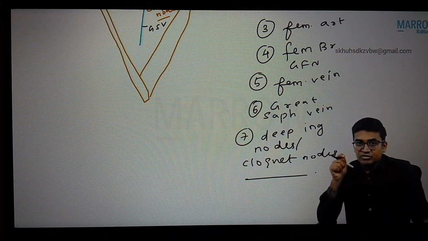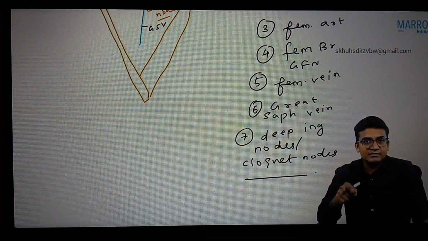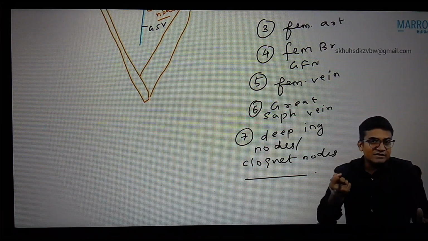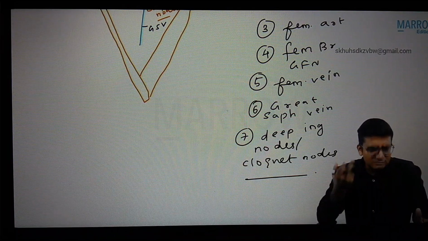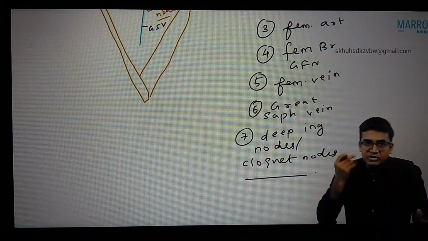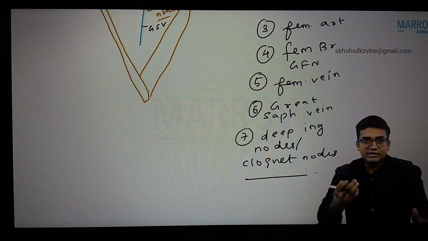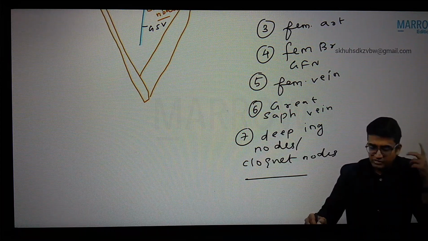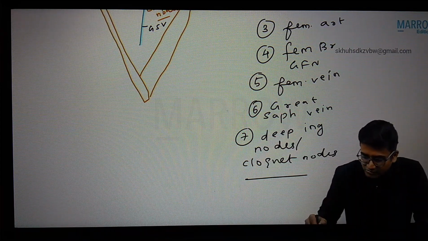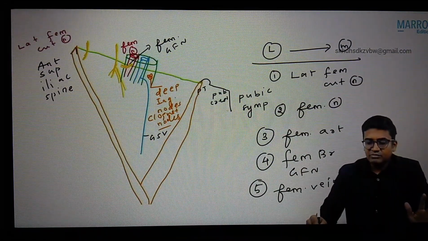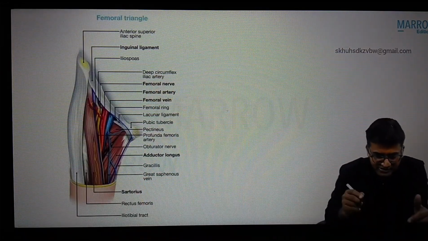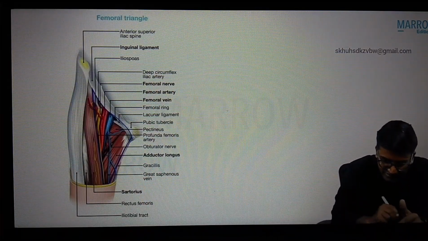See the question carefully. The lateral most content of the femoral triangle is the lateral femoral cutaneous nerve. Very good. The lateral most content of the femoral sheath is the femoral artery. Please read the question carefully. You may get the question about the femoral sheath or the femoral triangle. So now these are the contents from lateral to medial. Now see the diagram. In the diagram, we are seeing the contents.